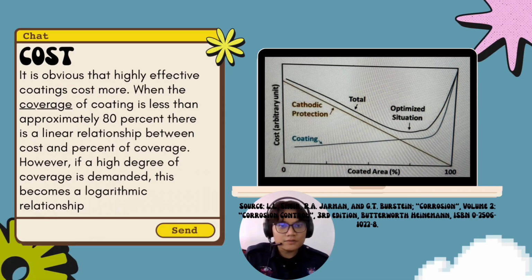So from this graph, we see it is obvious that highly effective coating costs more. When the coverage of coating is less than approximately 80%, there is a linear relationship between cost and percent of coverage. However, if a high degree of coverage is demanded, this becomes a logarithmic relationship.